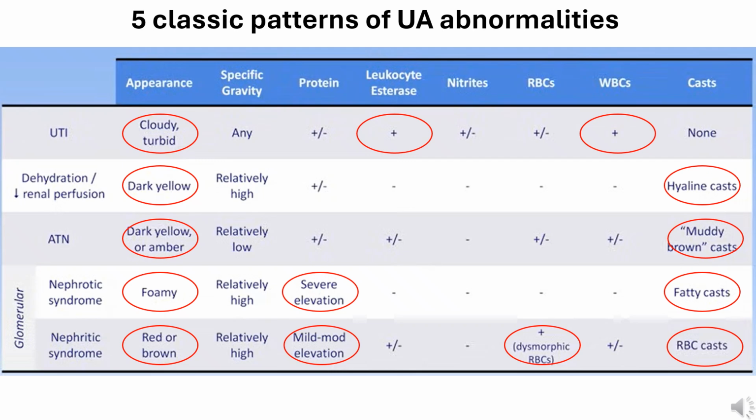In nephritic syndrome, the urine can look red or brown, and specific gravity is relatively high. Protein may be mildly or moderately elevated. Leukocyte esterase may or may not be present. RBCs are almost always present, and dysmorphic morphology is strongly suggestive of this specific diagnosis as opposed to other etiologies of hematuria. WBCs may or may not be present, and the patient may have RBC casts on microscopy.